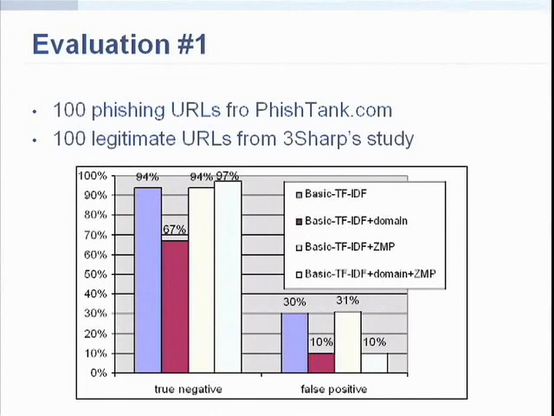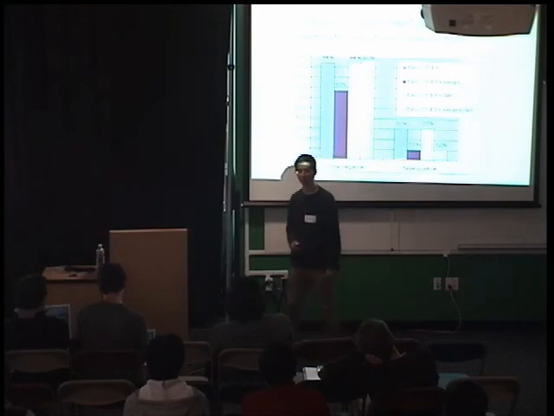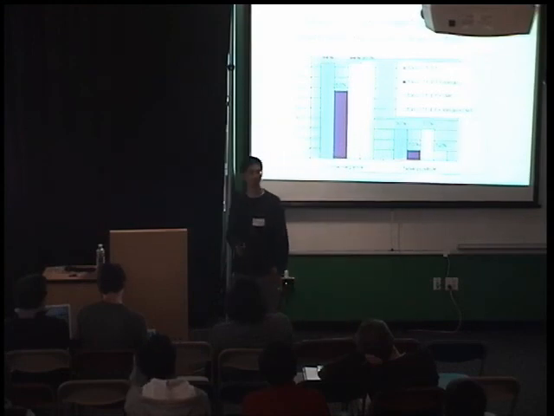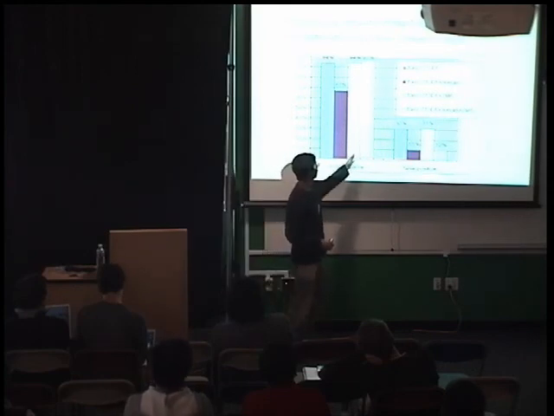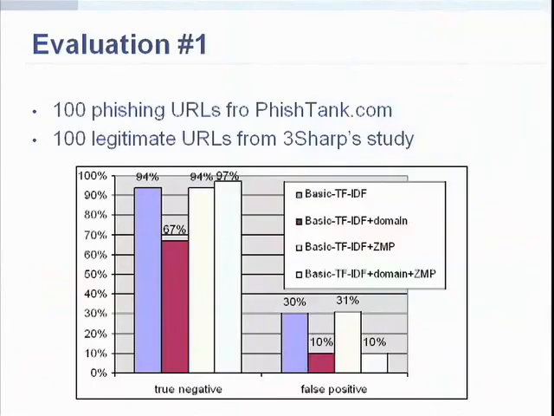We tried another approach called TF-IDF plus ZMP. ZMP means zero results means phishing. So if you don't get any results, we identify that as phishing. We tried it by itself just as a proof of concept. We don't really intend for this to be the actual algorithm used. But just as a proof of concept, you'll notice that the true negative rate is pretty much the same as the original algorithm, and it really doesn't have any effect on false positives. However, the interesting thing happens when you combine those two heuristics together.